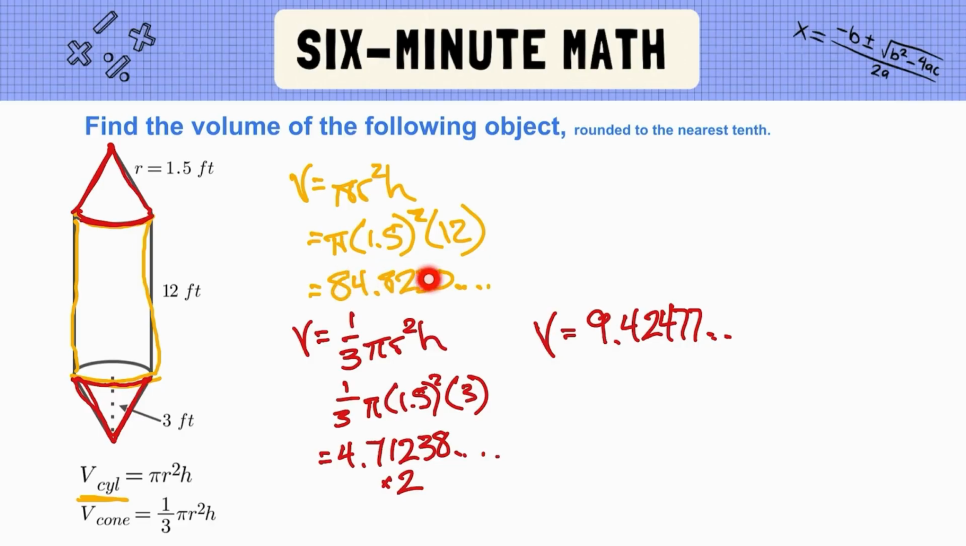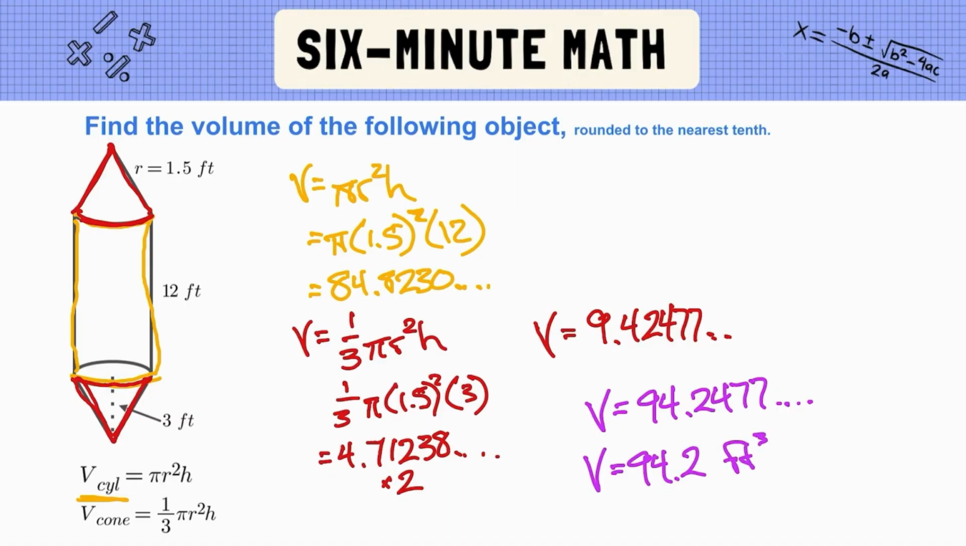We have the volume of our cylinder and the volume of both cones. So we add those together for a total volume of 94.2477. Since we're going to round to the nearest tenth, we have a total volume of 94.2 cubic feet.